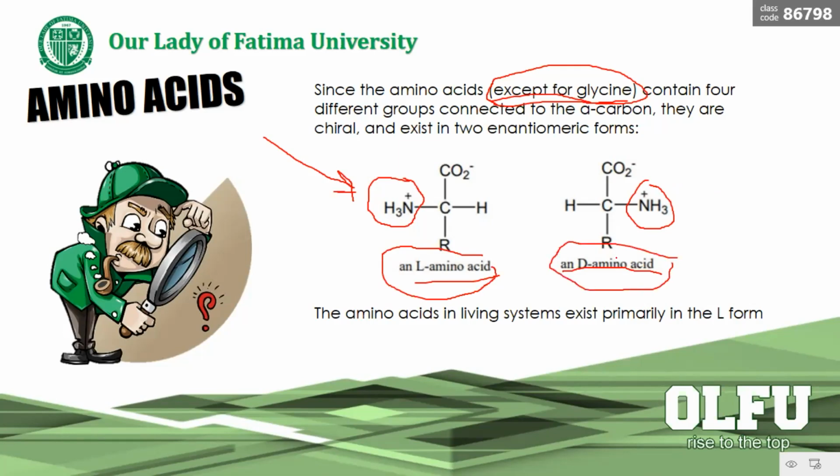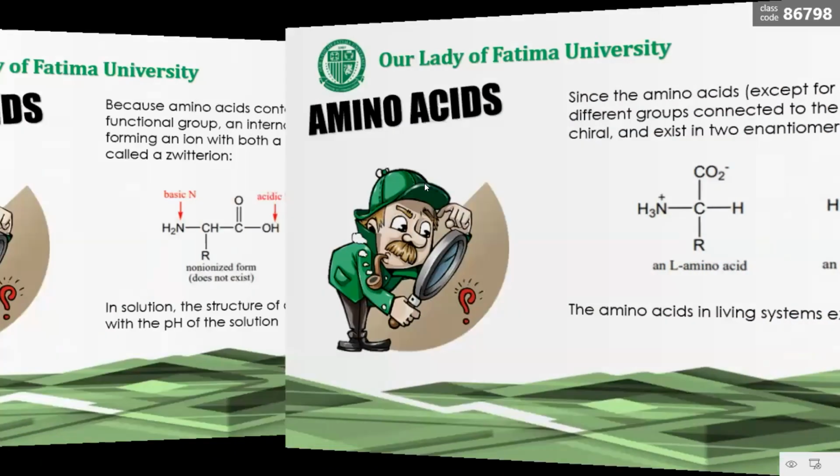And this L amino acid is the most common amino acid in nature. For example, L-lysine, L-threonine, L-tryptophan. Most of them are in L form. Those with D are rare. For example, methionine has a D and L form. But normally, in living systems, the amino acids are L. The NH3 is on the left side. That is the normal for amino acids.